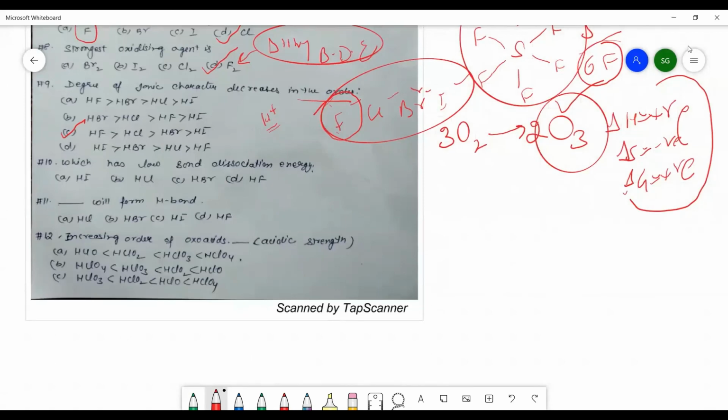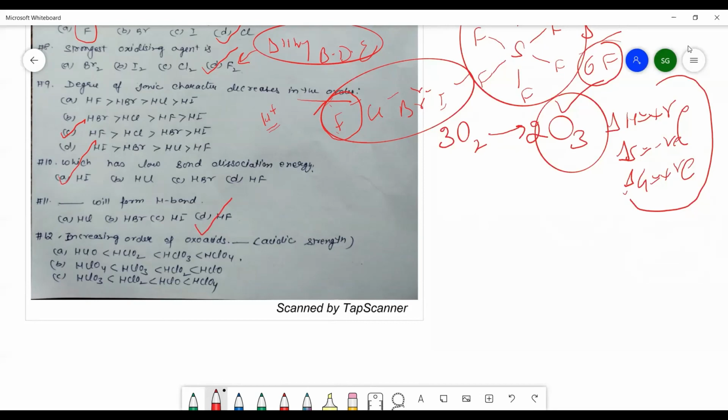Now come to question number 10, which has low bond dissociation energy. It is very simple for you. HI will have the low bond dissociation enthalpy because of the large size of iodine. It can liberate the H positive easily. Now in question number 11, dash forms the hydrogen bond. Again, it is a very simple question. HF forms the hydrogen bond because of the high electronegative character of fluorine.